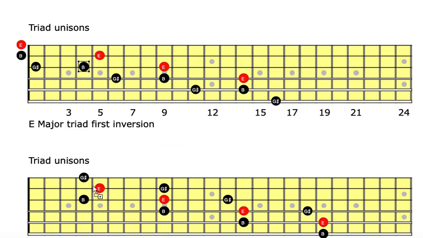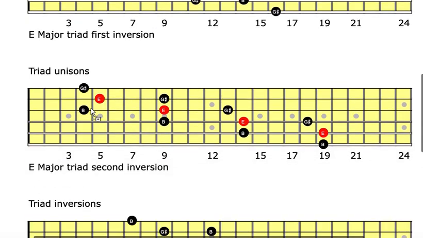And this one is 5, 1, 3. So let's go to 5, 1, 3. Take the unison there. So you count 1, 2, 3, 4, 5, 6, you put G sharp there. And the second string, you remember you count 5, 1, 2, 3, 4, 5, you put it there.